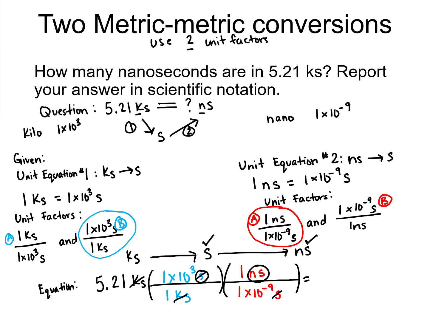I want you to try to put this into your calculator and let me know what you get. So here's how you know. If it's a number on the top, you're multiplying. If it's a number in the bottom, you're dividing. So what you would do for this one is 5.21 times 1 times 10 to the third divided by 1 times 10 to the minus 9.